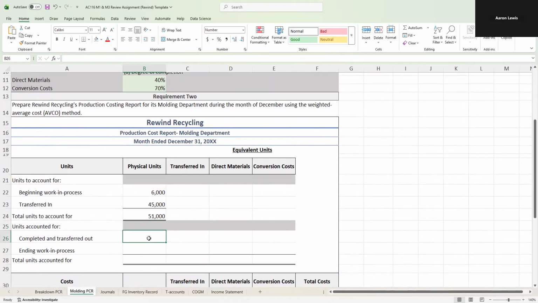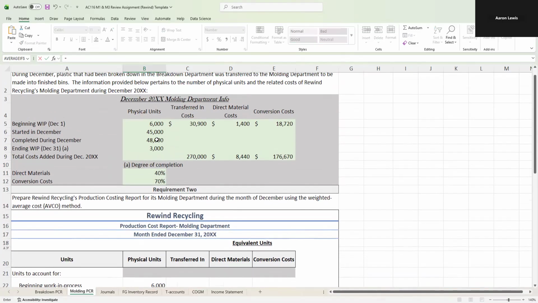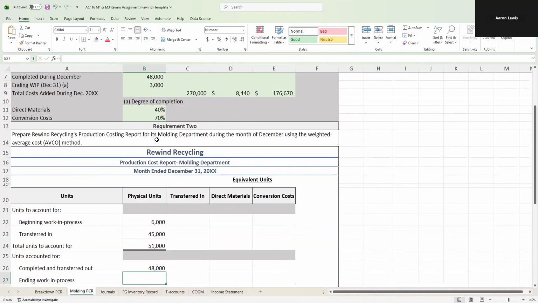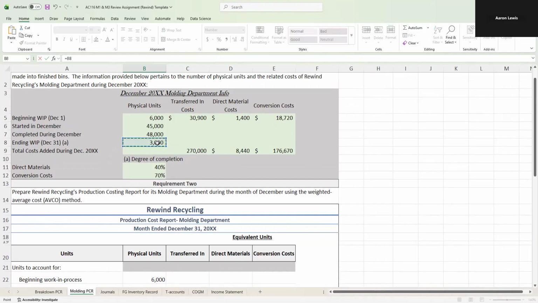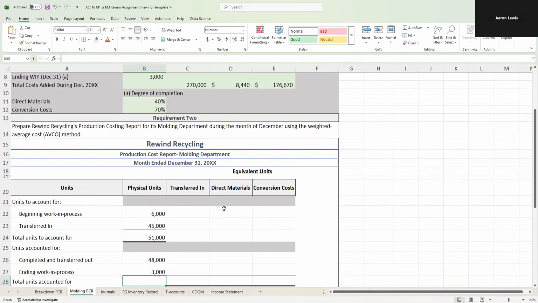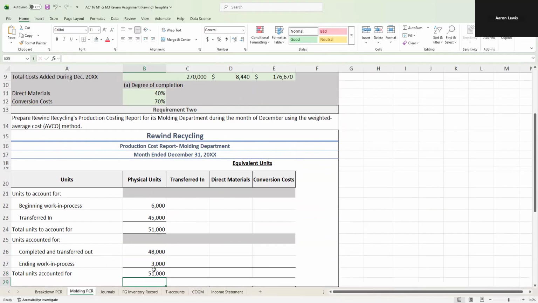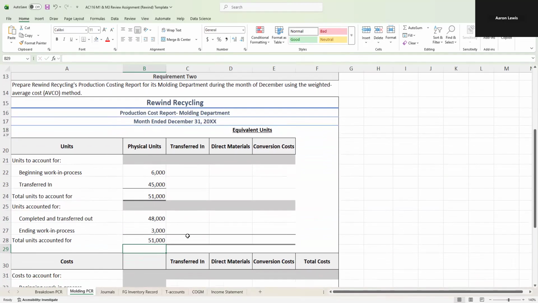Let's account for them. How many units did molding transfer out? Since this is the last phase of production, they're transferring to finished goods. We could say how many finished bins were transferred off to be sold into our finished goods inventory. Well, our information on the top tells us that there were 48,000 units that got completed during December and moved to finished goods inventory. And at the end of December, the molding department is still working on 3,000 bins worth of plastic, finishing molding them up into finished bins that we can sell. But if we add those two numbers together, we've got 51,000 units that we have accounted for.